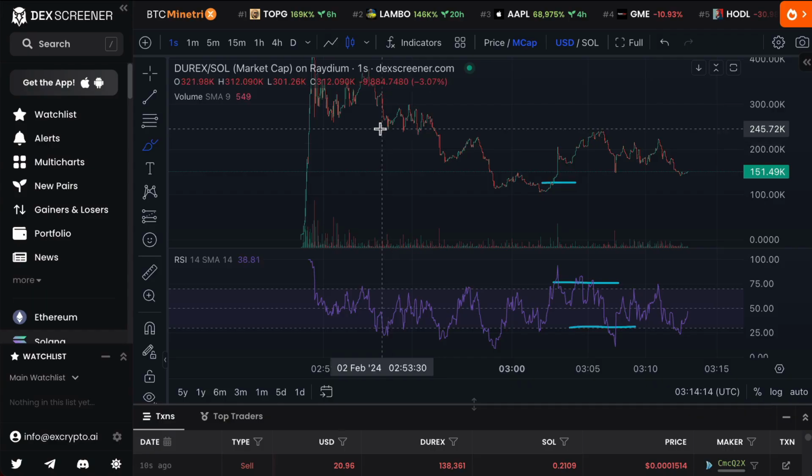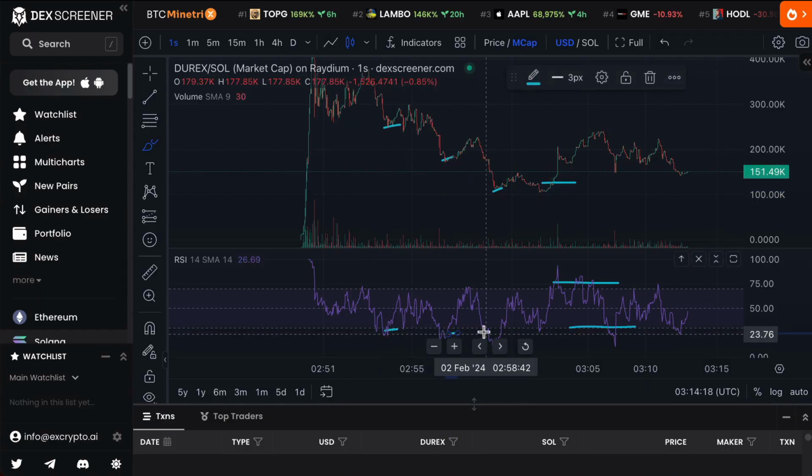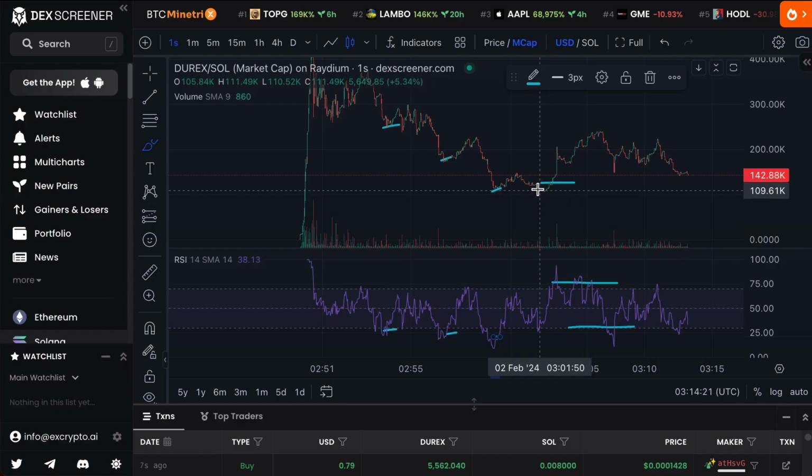So this peak, and this peak. So we've seen it get lower, lower, lower on the momentum. But then this low was the same, if not lower on the chart. It was actually a lower price.